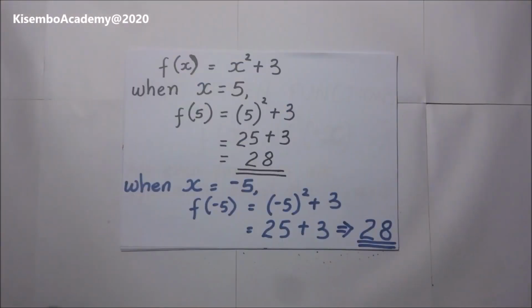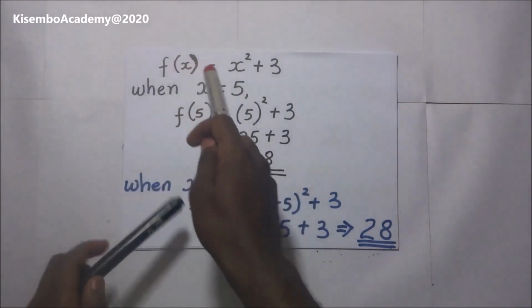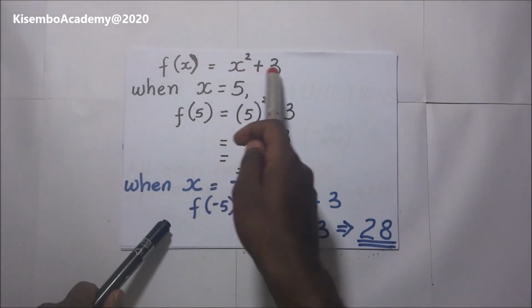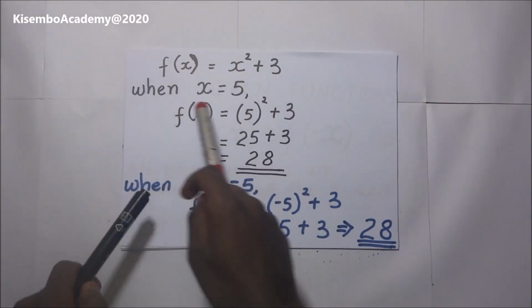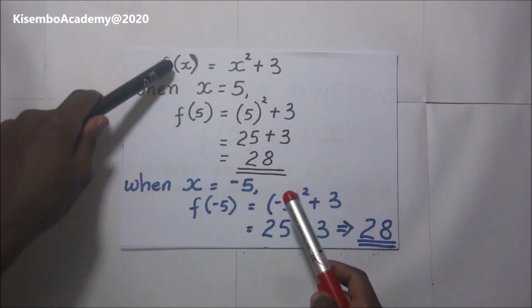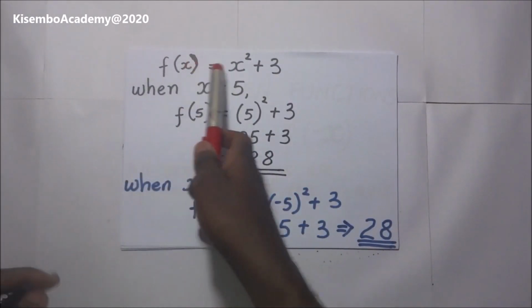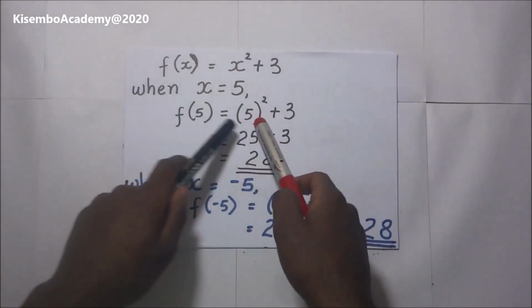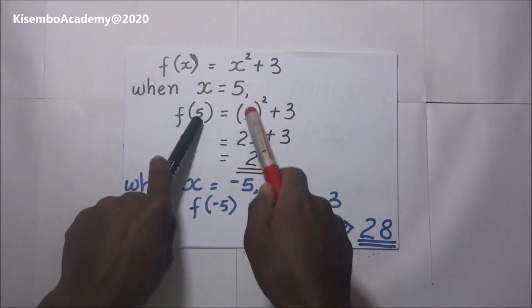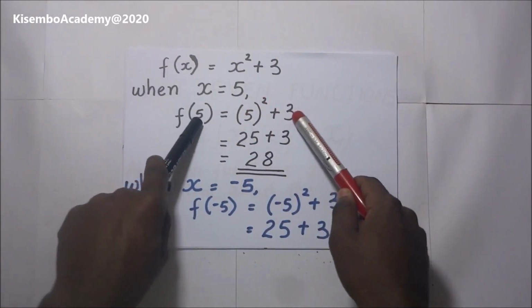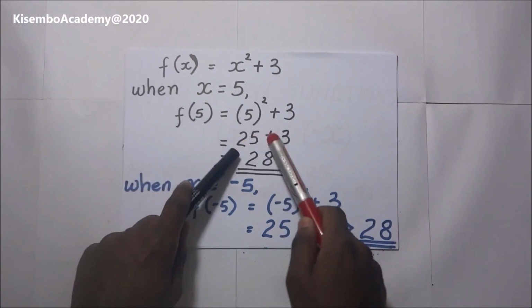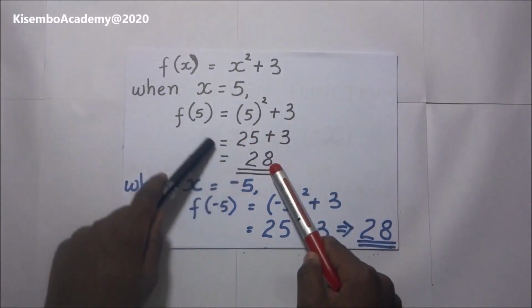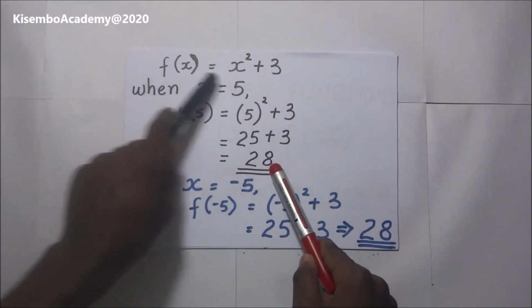This is the other illustration. We have another function, f of x is given by x squared plus 3. Now let's choose a number, 5. When x is 5, we put 5 in the input there. Of course, it's going to become 5 squared plus 3. 5 squared is 25 plus 3, giving us 28. That is when we put 5 in the place of x.